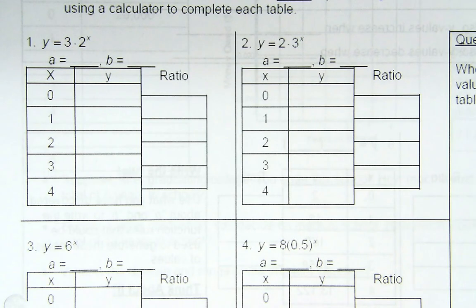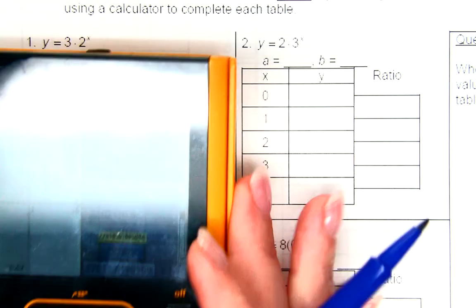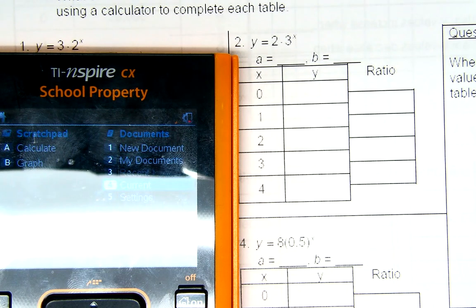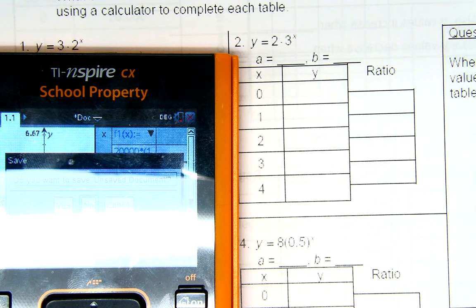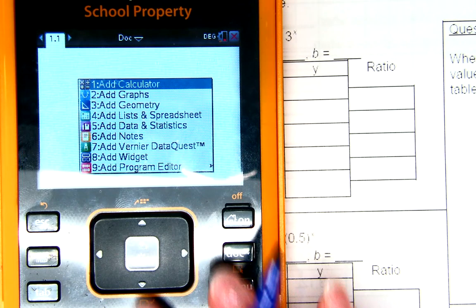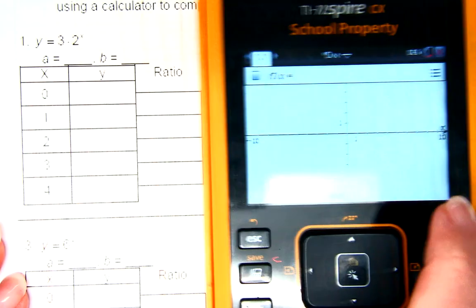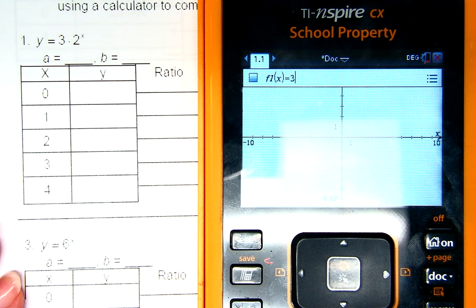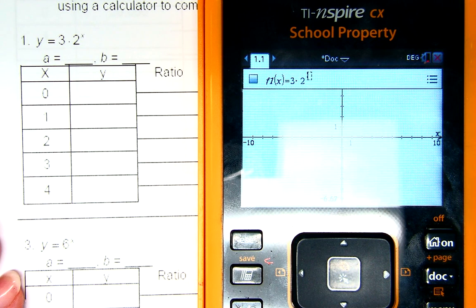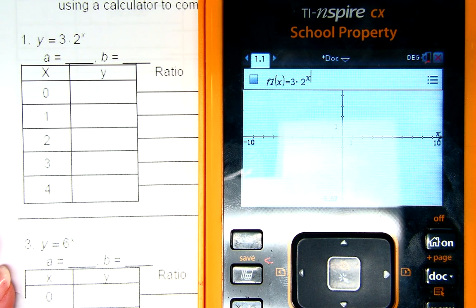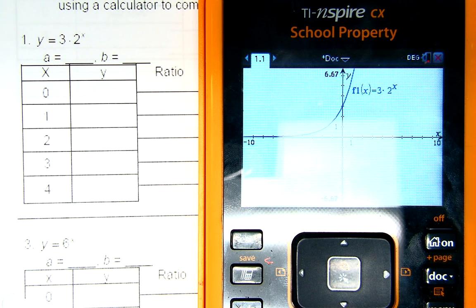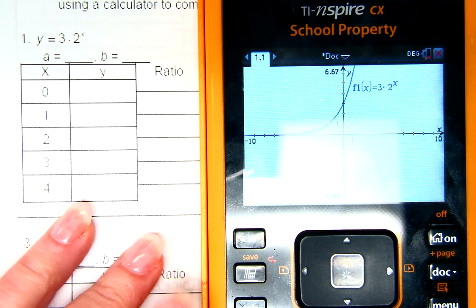So in your calculator, first of all, turn it on. Start a new document if you need to. No, we don't want to save the old one. We want a graph for our workplace. Okay. So for our first table, we're going to put in 3 times 2 raised to the x power. Now it's all fine and good to look at the graph, but what we really need is the table. So Control T. Very good.